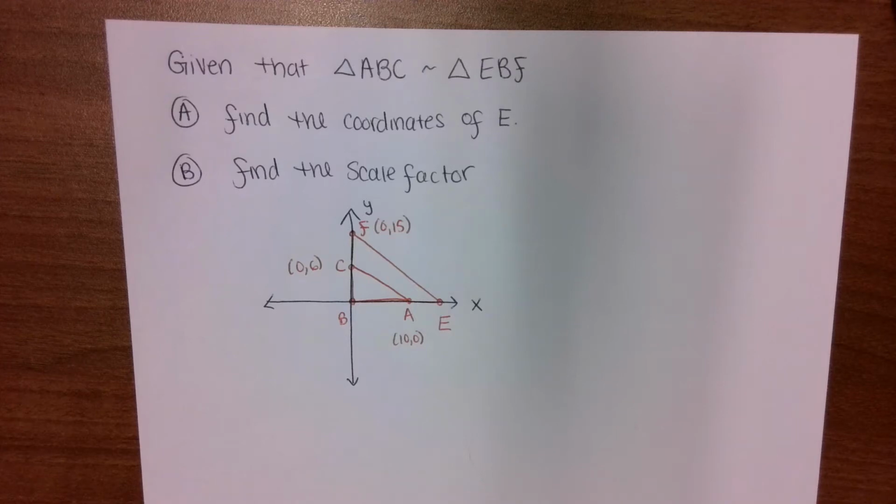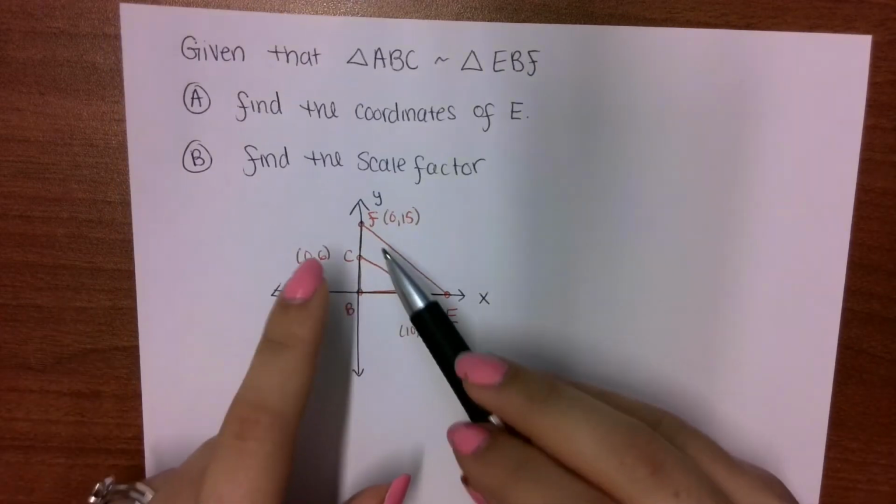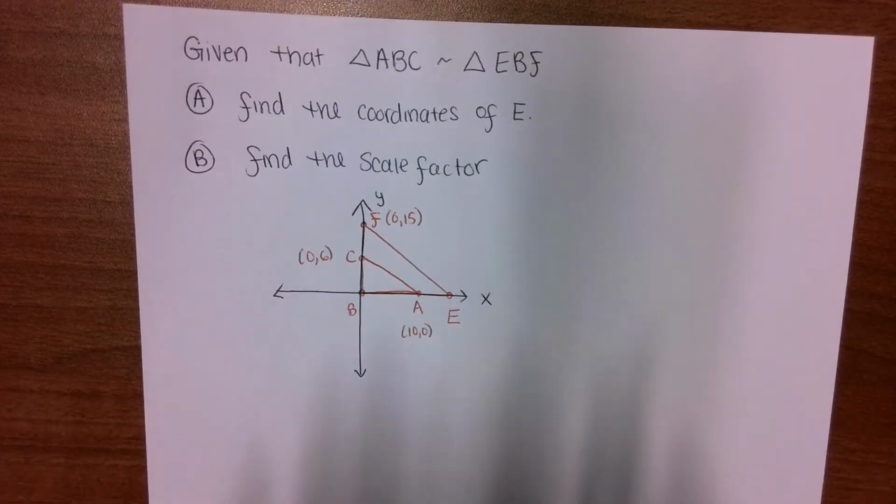So given that triangle ABC is similar to triangle EBF, we're going to first find the coordinates of E, and we're going to find the scale factor. Now, again, whenever you see two triangles overlapping, the best way is to separate it. You're going to deconstruct it.